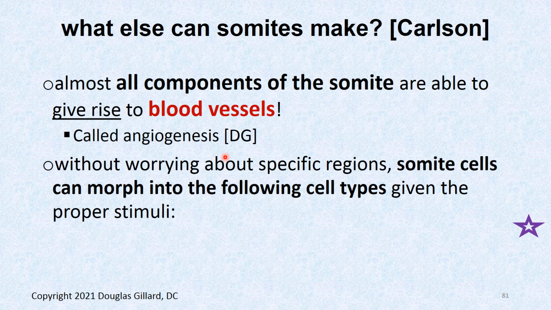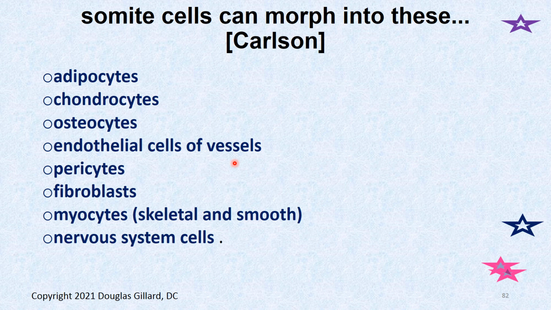Are we done? I think we're done. No. What else can somites make? Just a little cleanup stuff. Somites are stem cells. They can morph into many different types of tissue. All of the somite tissue and cells, all those mesenchymal cells, can morph into blood vessels in a process called angiogenesis. Specifically, here's the list that somite cells can morph into.